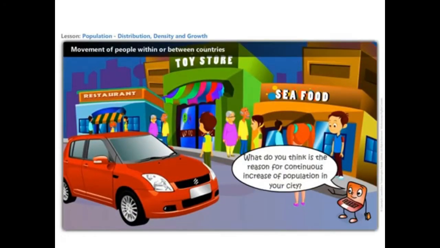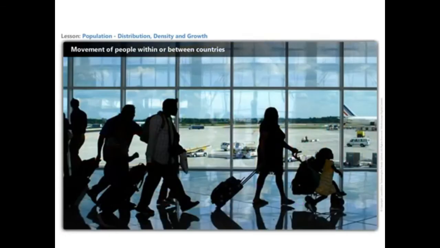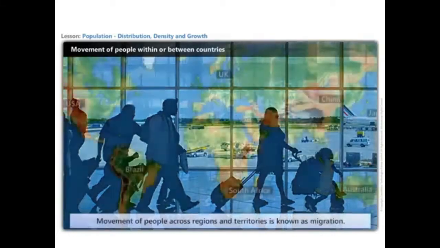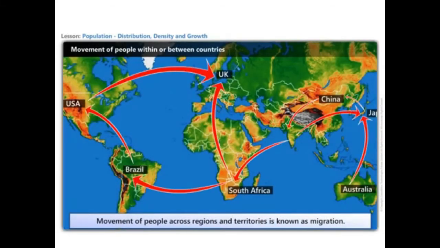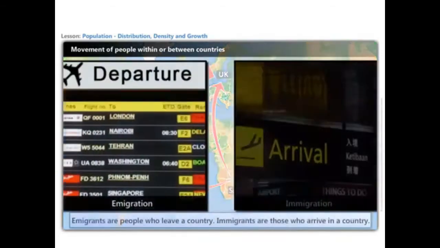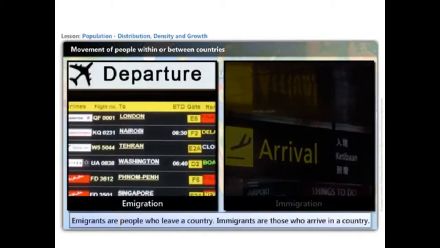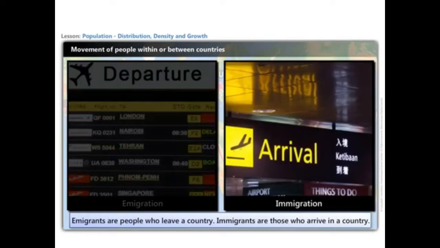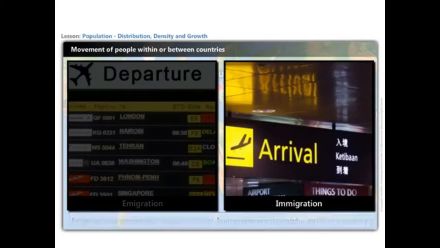What do you think is the reason for continuous increase of population in your city? Movement of people from other areas in search of various opportunities led to increase in population in cities. Such movement of people across regions and territories is known as migration. Emigrants are people who leave a country. Immigrants are those who arrive in a country.